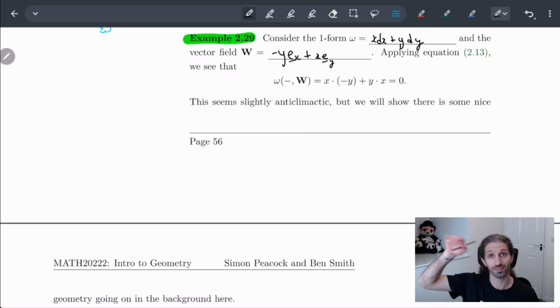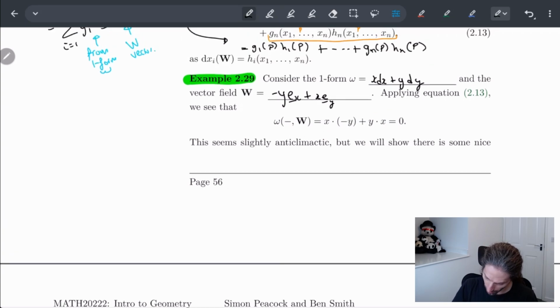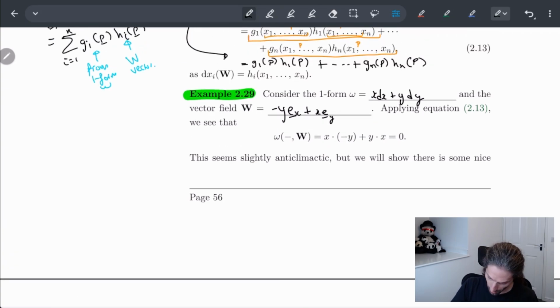So this was the omega tilde that we had seen a few videos back. And so what do we have here? Remember, we want the g's and the h's. So this is our g's, g1, g2. And then for w, this is going to give us the h1 and h2.